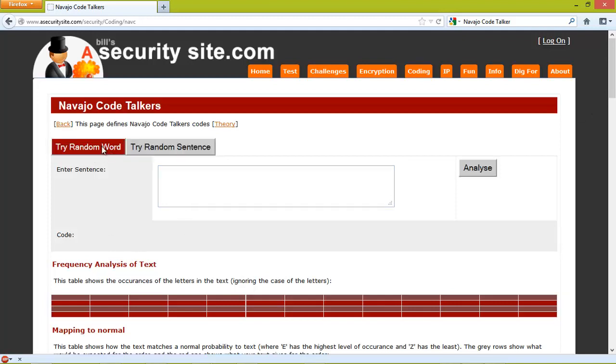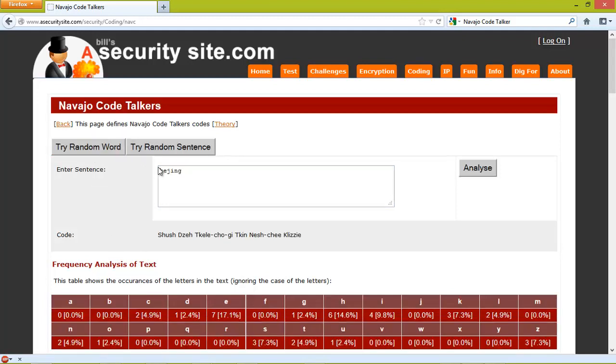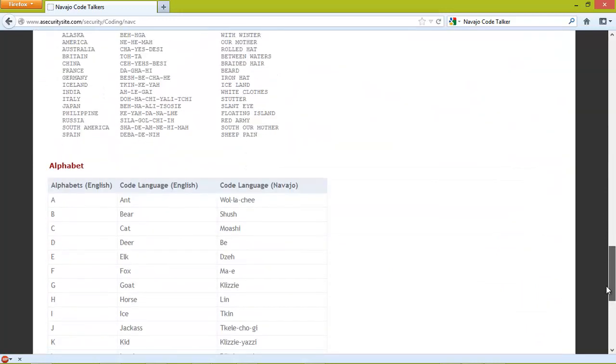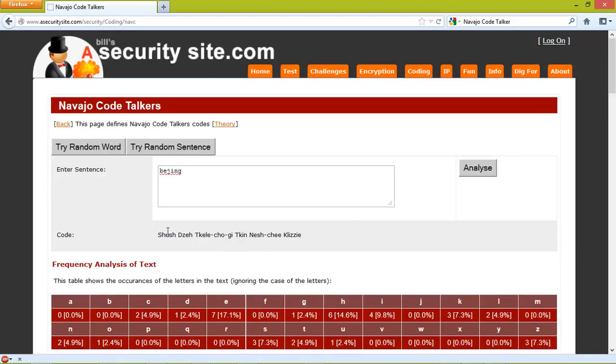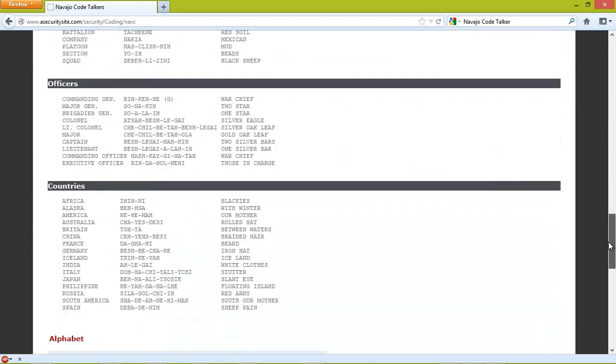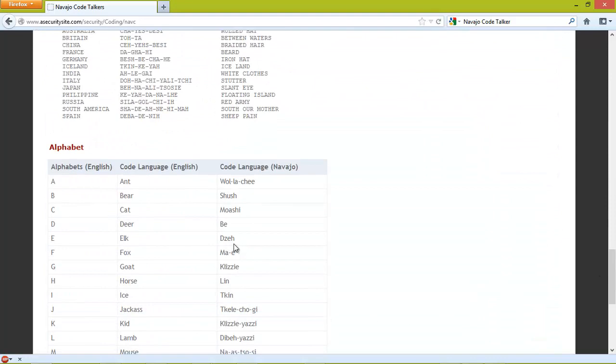So if we take a random word, we can see here a B is mapped to the first word. So if we just check that, then a B is this. That gives us our first word. An E is next. And we can see this gives us our second word, and so on.